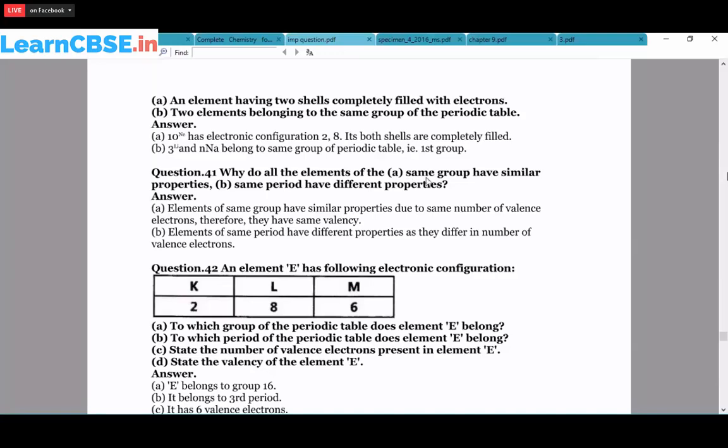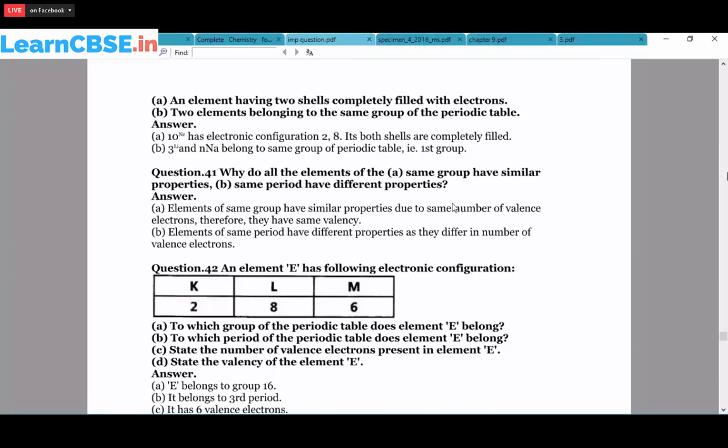Why do all the elements of the same group have similar properties, while the same period have different properties? Okay. So the elements of the same group have similar properties due to the same number of valence electrons, meaning how many electrons they are able to lose or gain. Based on that, we can form the compounds. So if all the group elements are having the same number of valence electrons, they will always form the same compounds, the same kind of valencies. So it's always having the same valency.